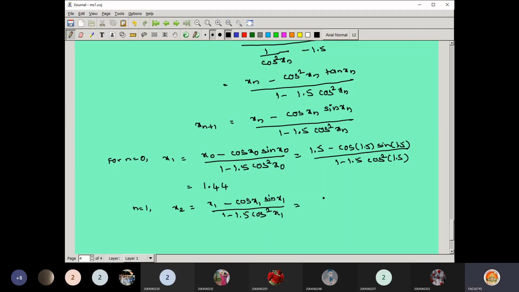First you look at the screen of your calculator. That should be represented in radians only. Otherwise you will get a different answer.